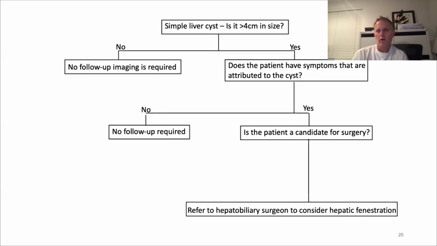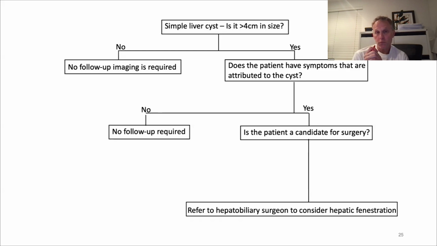Well, what would the symptoms be? Almost always it will be a pressure, because the cyst, as it gets bigger, will cause pressure on the liver capsule, and patients will say they have a fullness under the rib cage. If they don't have any symptoms, then just leave it alone. I don't tend to mind how big the cyst is if it's not causing any symptoms.